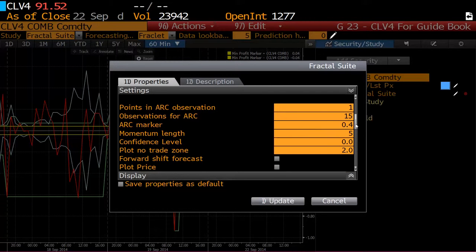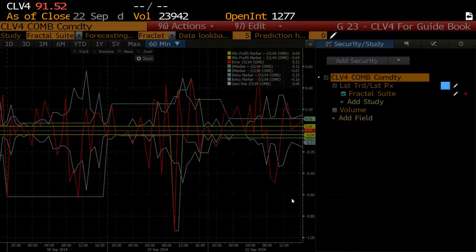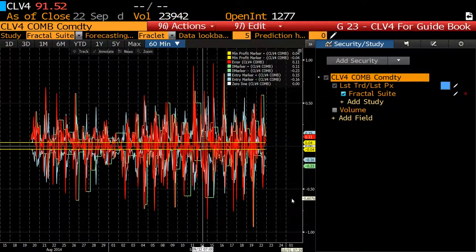Now this is truly the ARC, not the ARC trend indicator. So what we're looking at is it is measuring, if you recall, the attraction state between the last traded price and the predictor, which in this case is exactly what we want. So we have the observations for the ARC at 15. We can lower that number if we want to make it even more sensitive or reactive. So let's drop it down to say 5 and see if we get some sort of a change in our dynamic indicator here.